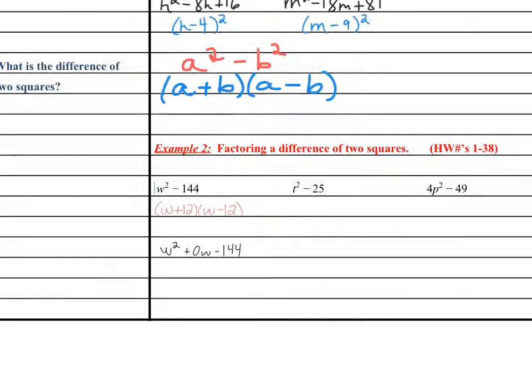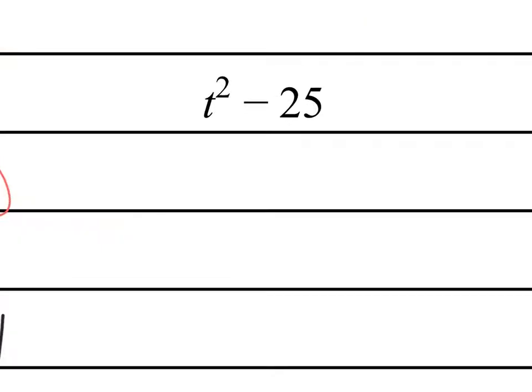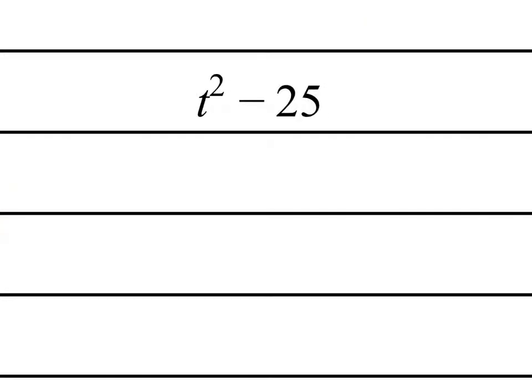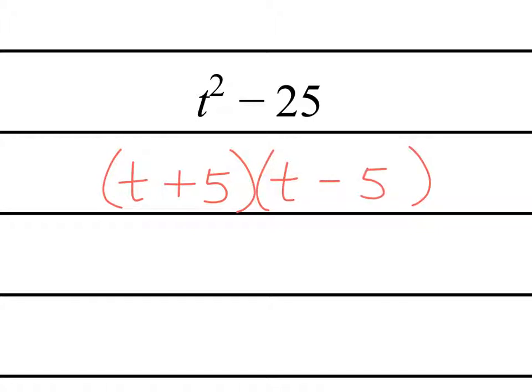Okay, moving on. T squared minus 25. Is 25 a perfect square? Brilliant. Two numbers that multiply to negative 25 and add to 0 are what? What would it be? Positive 5 and negative 5. There we go. Done. You can recognize that it's a difference of perfect squares. That's good. And you can always check your work by multiplying it out.